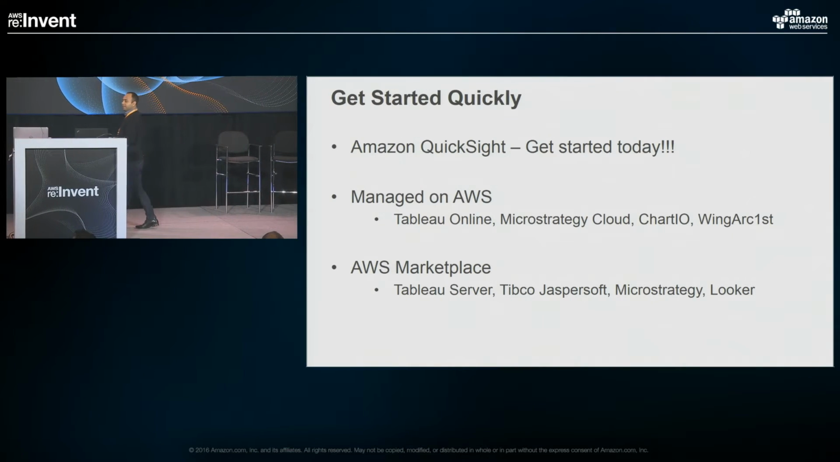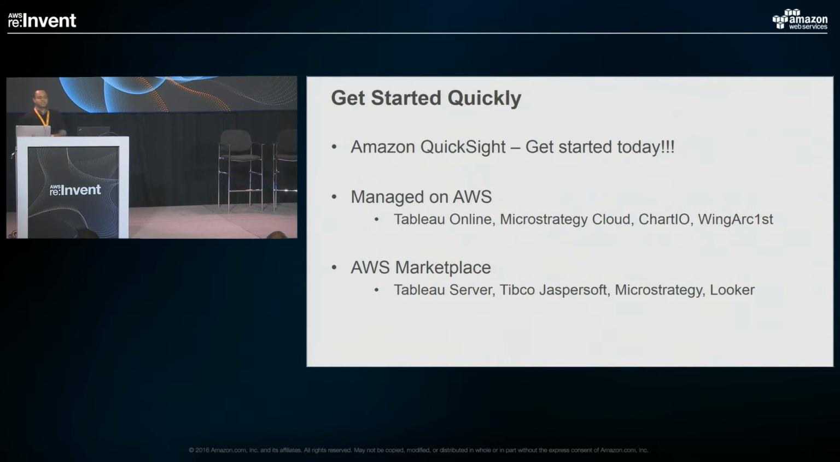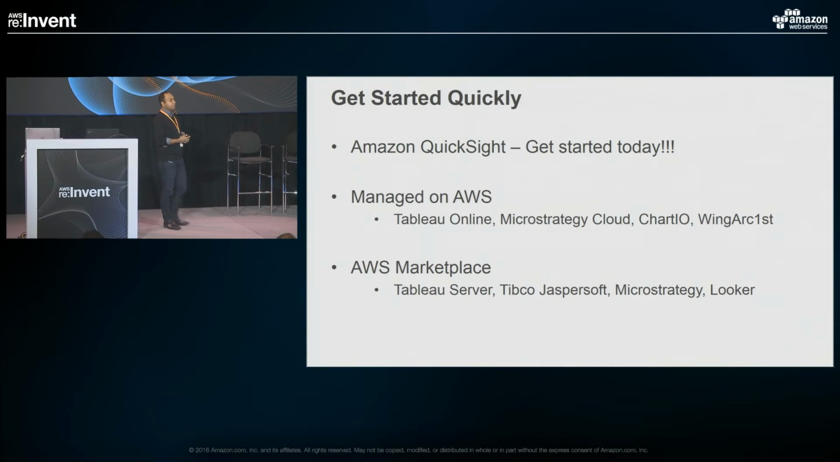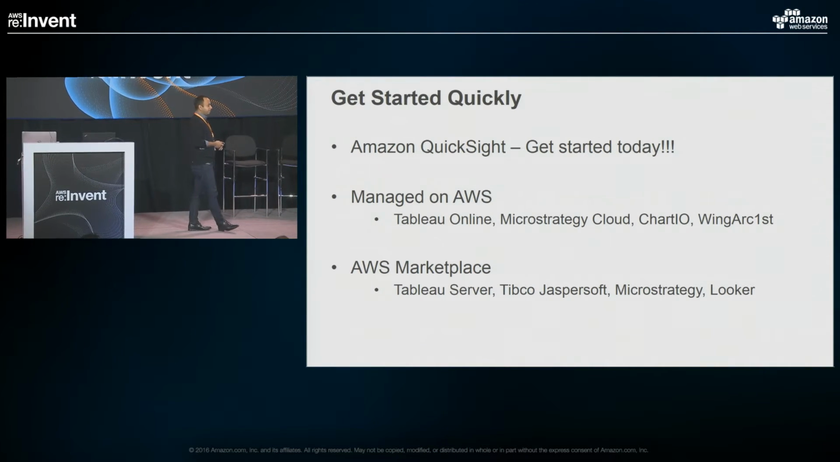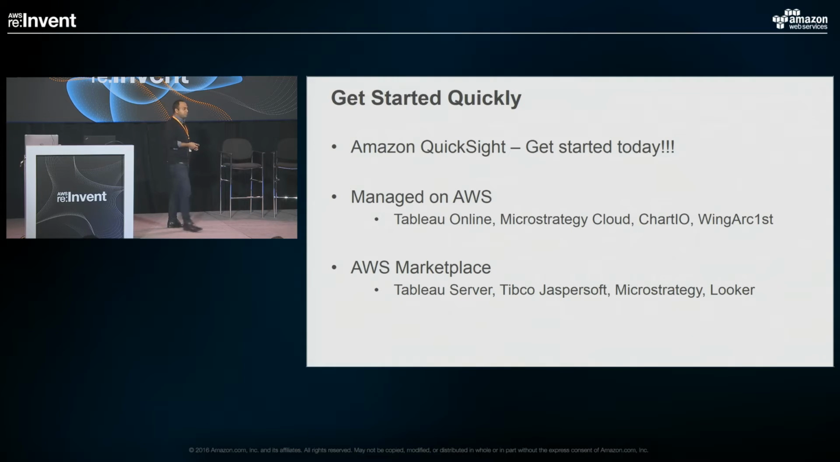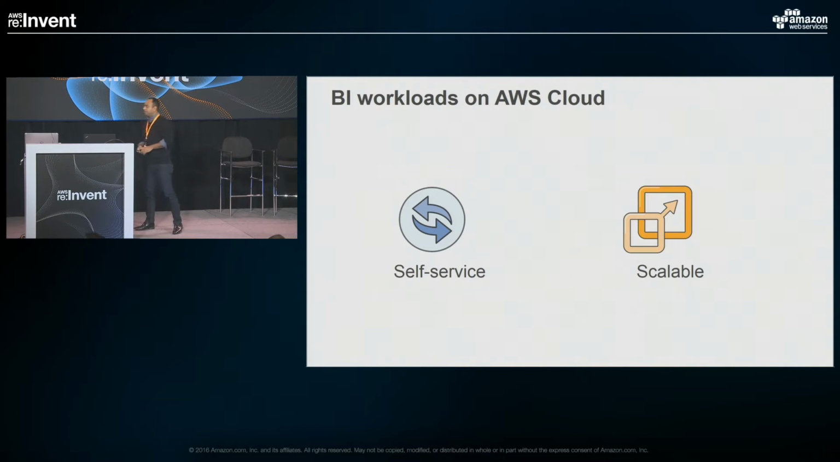In case you're just getting started, in case this is the first time you're talking about BI, which I assume most of you are not, but in case you want to get started, there are a lot of ways you can get started. QuickSight is available to you for sign up right now, but in addition, you can actually buy software from the marketplace also. AWS Marketplace allows you to get the software up and running in your own AWS account very quickly. For example, Tableau Server, TIBCO Jaspersoft, MicroStrategy or Looker. And then managed on AWS, MicroStrategy Cloud, for example, Tableau Online, where they actually talked about why they run on AWS, and Chart.io and WingArc first. But not talking about that.